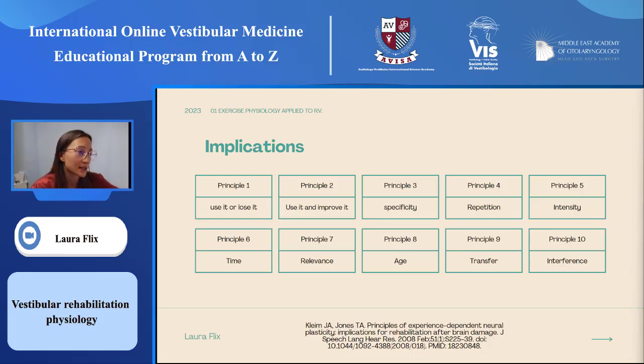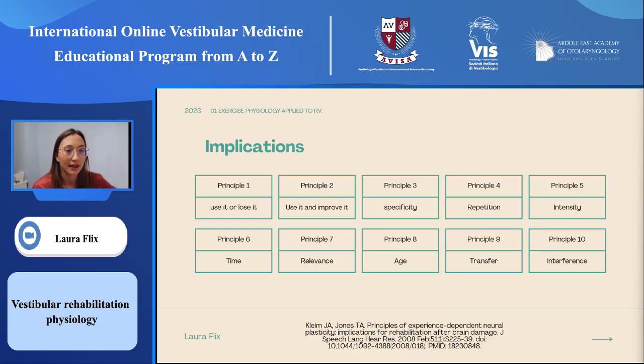And then we have principle 7, relevance. The action should be relevant to the daily activities or to the objectives that the patient has, to be maintained over time, because they are going to use it, and they are going to be more motivated, of course. And finally we have the part of use it and improve it, and use it or lose it, no? And then we have principle 8, age. As we said, with age the motor learning is going to be different, so we should take that into consideration when we are choosing how and when we are doing the rehabilitation process.